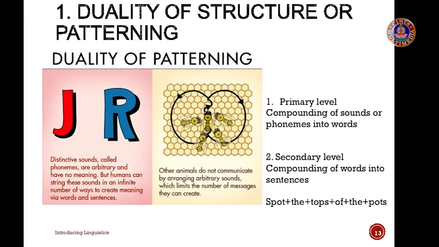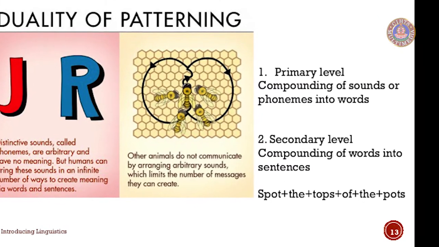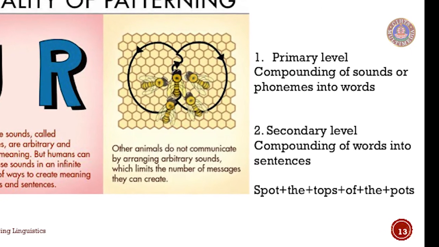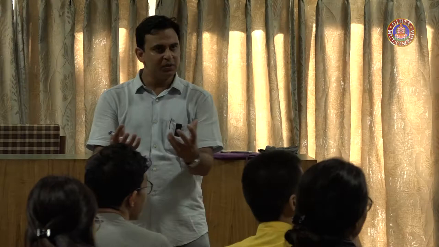What is duality of structure? First you make some sounds, then you make words, and then you make sentences. I have given an example, look at that. Spot the tops of the pots. So I have made these words from the p, a, t sounds, and then you have made a sentence. Spot the tops of the pots. You understand pots, right? So top, spot means you have to observe that. So the first rule is duality of structure.